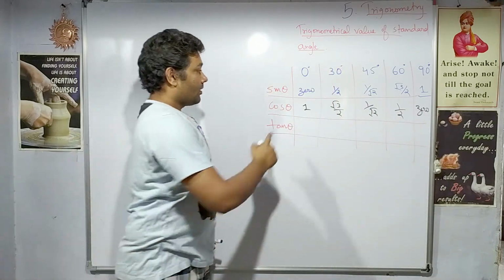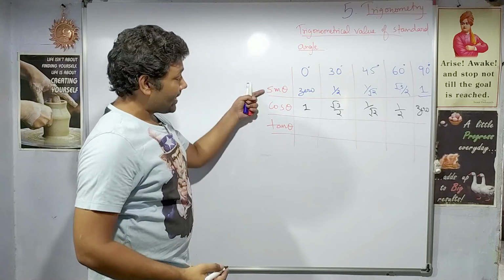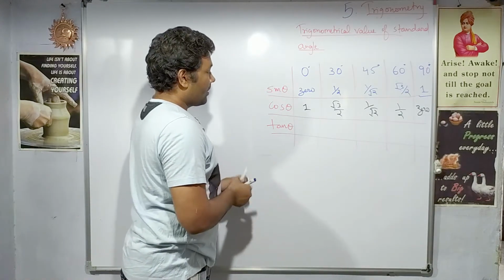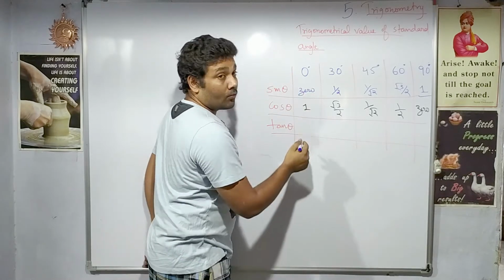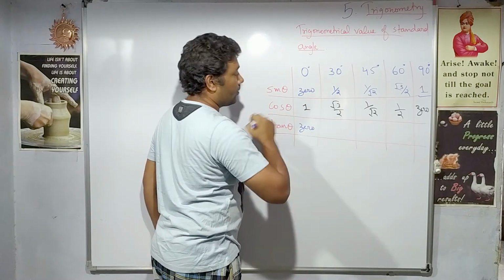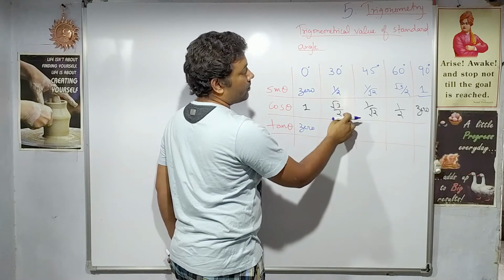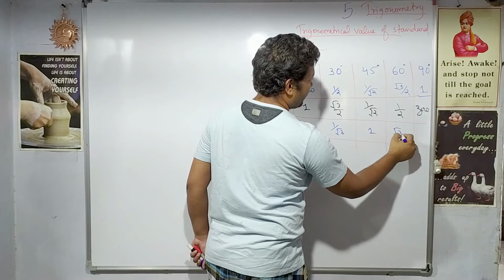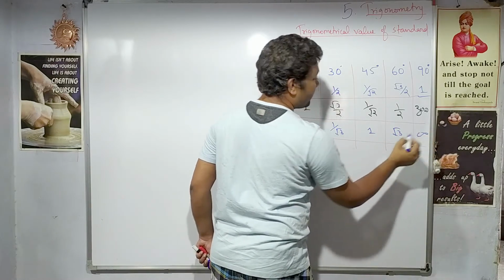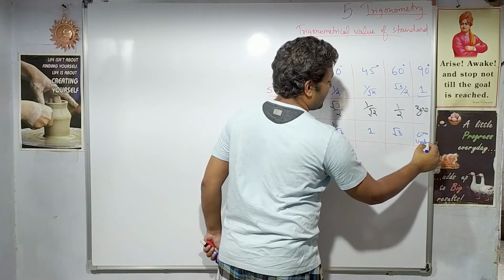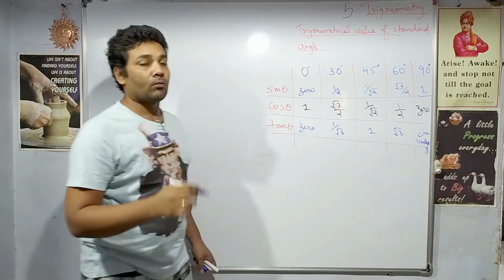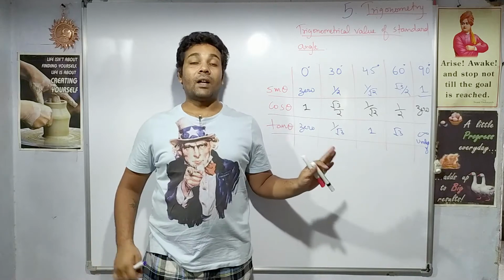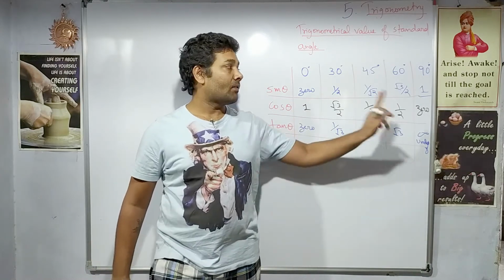Tan theta, we know its formula is sine upon cos. So what will be its value? Sine upon cos, so 0 upon 1. What is 0 upon 1? 0. 1 by 2 upon root 3 by 2 is 1 by root 3. Here it will be 1, here it will be root 3, and here it will be undefined. Undefined means its value cannot be found out. 1 upon 0, something upon 0 is undefined.